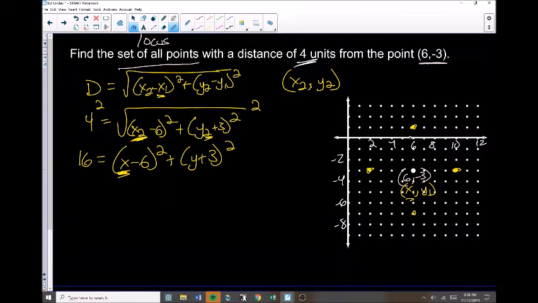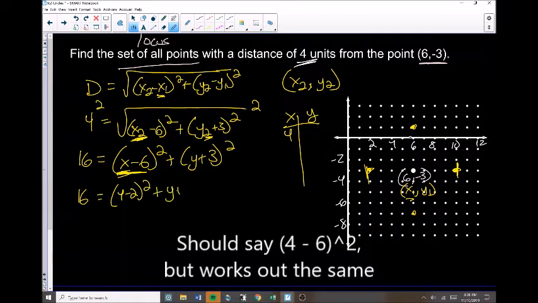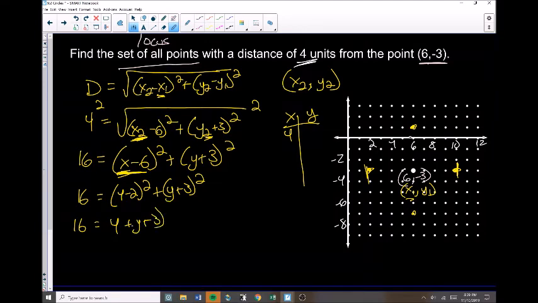Now I know I can't plug in an x value bigger than 10 or less than 2. It's going to be too far wide. So I'm going to plug in, let's do 4. If I plug in 4 for x, 4 minus 6 is an even number, and an even number squared is kind of nice. So I'm going to plug in a 4 for x. If x is 4, this becomes 16 equals (4 minus 6) squared plus (y plus 3) squared, which is really 16 equals 4, because 4 minus 6 is negative 2, and negative 2 squared is 4, plus (y plus 3) squared.